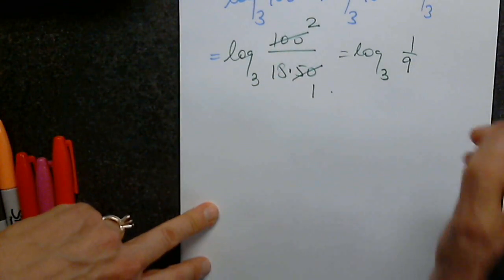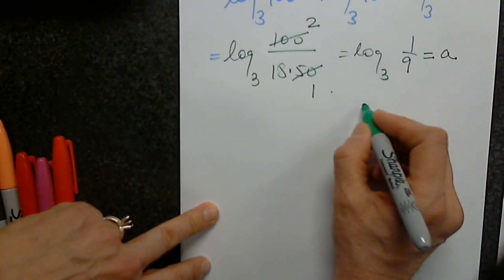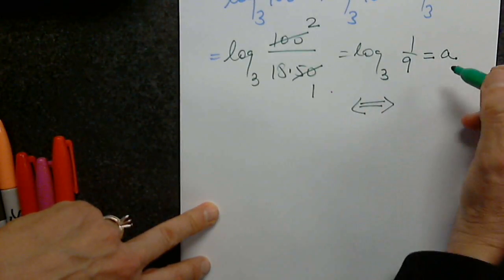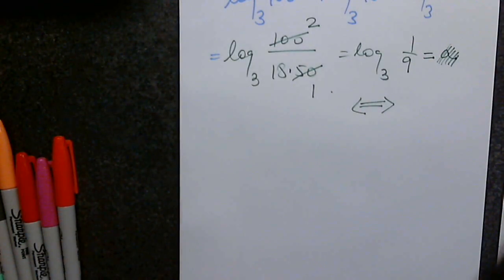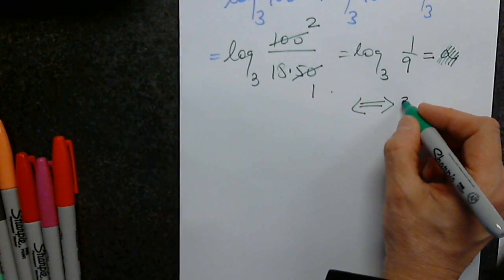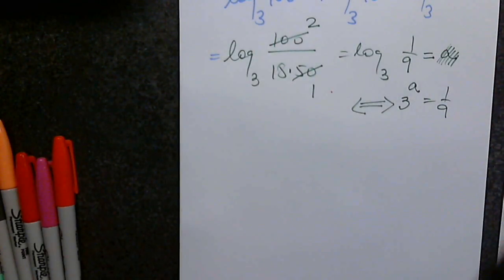So now I ask myself, this equals a. So log base 3 of 1 over 9 equals a number. How do I convert this into an exponential equation? It's log, so I'm converting it into an exponential. 3 to the a equals 1 over 9. Very good. So now I'm asking myself, can I write both with the same base, or can I immediately identify a?